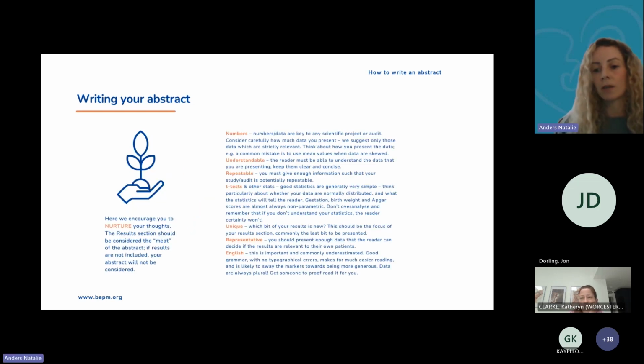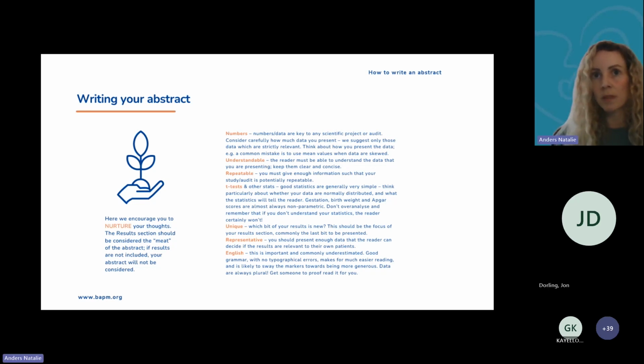So the results section, this would probably be the meat of your abstract that you've submitted. If you don't submit any results, then your abstract won't be considered at all. So you need to make sure you get some results in. Looking at the numbers and data is key to any scientific project or audit. You need to consider carefully how much data you present. We suggest only those data which are strictly relevant.